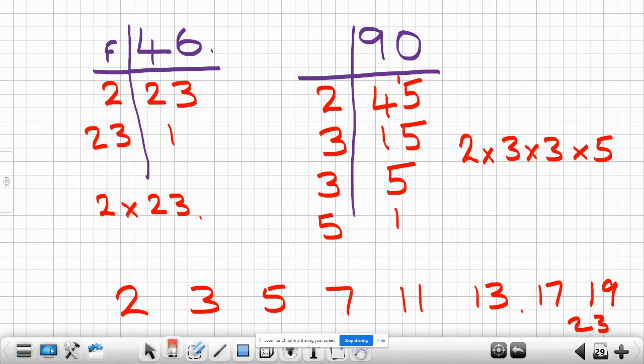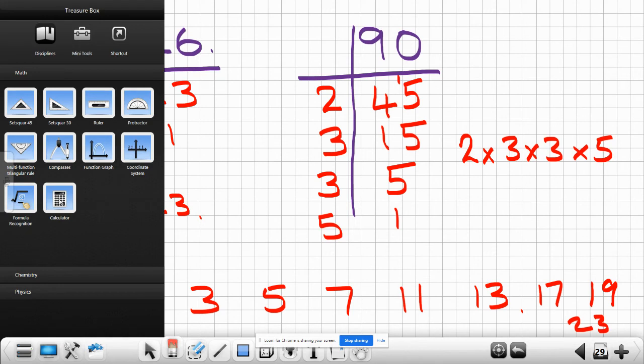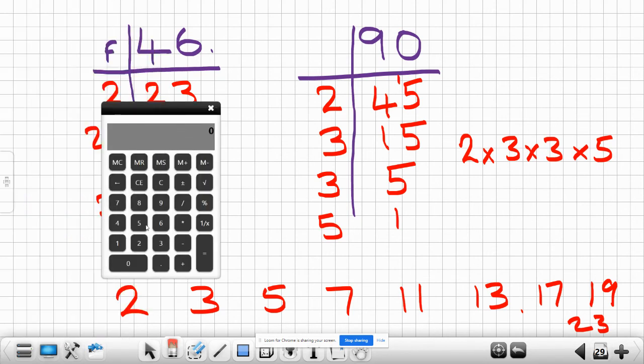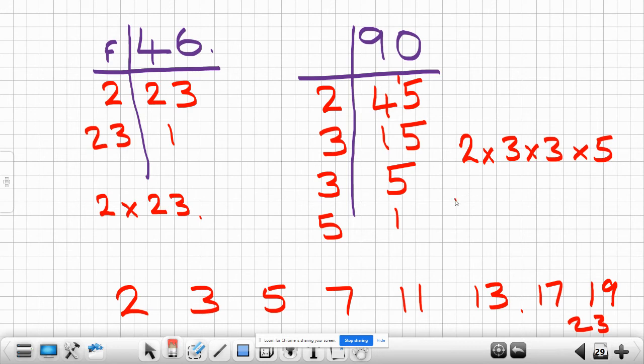And of course you can get your calculator out to check. 2 times 3 times 3 times 5 is 90. And we could simplify that to 2 times 3 squared times 5. So that is how you write a number as a product of its primes. Now, I said to you about this thing about finding the 3s. Don't worry if that doesn't make sense, but it definitely helps if you know your times tables.